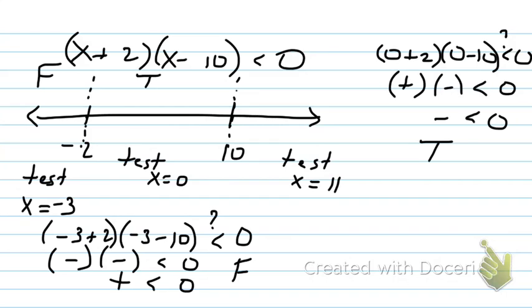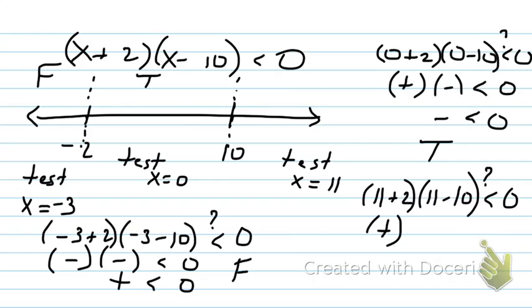Let's check out what happens when we test positive 11. We have 11 plus 2 times 11 minus 10. We want to know, is it less than 0? It's a positive times a positive. If you multiply two positives, that product is positive. To say that a positive is less than 0, that is not true.